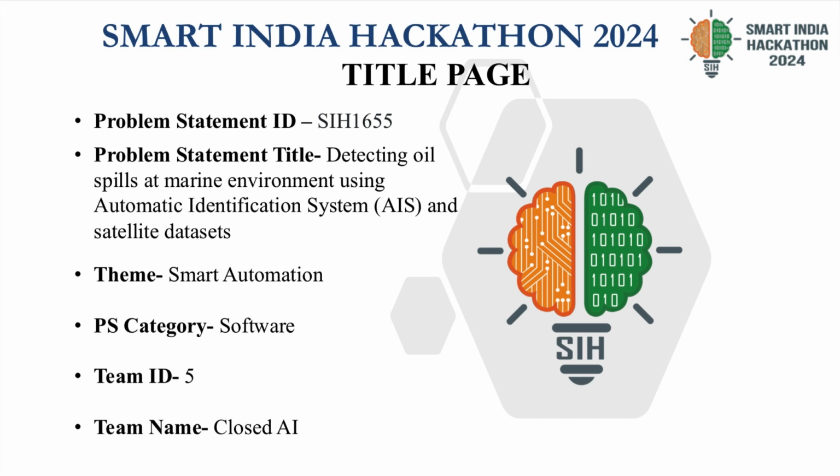Oil spill detection by using automatic identification system, that is AIS, and satellite data. This will be a software based solution under the theme Smart Automation. We went with this topic because all the other topics sound kind of generic with ready made codes already available on GitHub for the most part, whereas this sounded kind of unique and it was also environmentally very conscious.